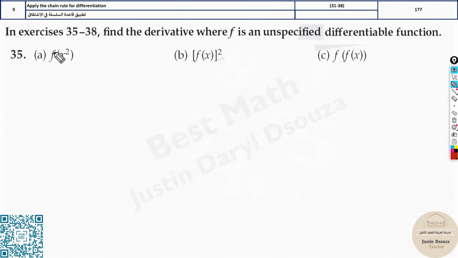Let's solve this. F derivative, first thing, what is the outer function? It's the f, right? F prime of x squared. Now what is the inner function derivative? It will be 2x. That's the answer. Now here the outer function is a square, so it will be 2 f of x. Then what is the inner function? Derivative of f of x. That's it. Now what about this?